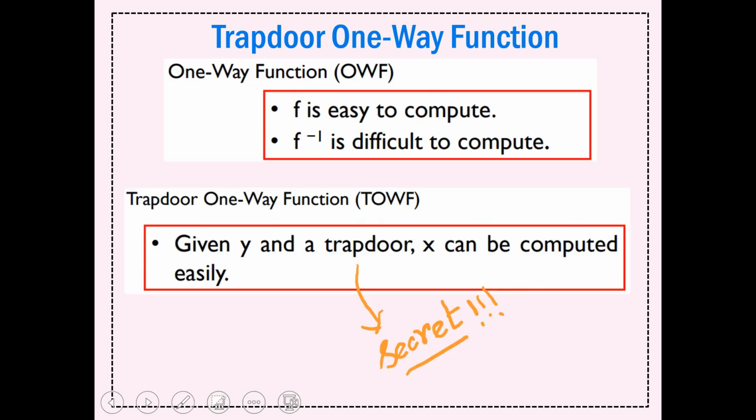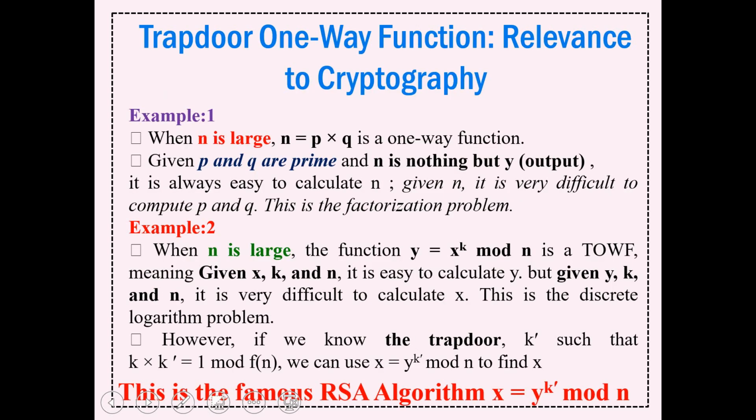Alright, let's look at the trapdoor function a little bit here. It's very simple, but the important part is this, because it happens to be the key to the RSA technique. When n is large, where n is a combination of p and q, it's a one-way function. I guess all of you understand what a one-way function is. Given that p and q are prime, and n is the output y, it is always easy to calculate n. But given n, finding p and q is impossible.